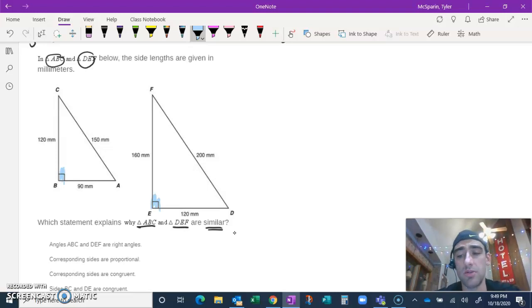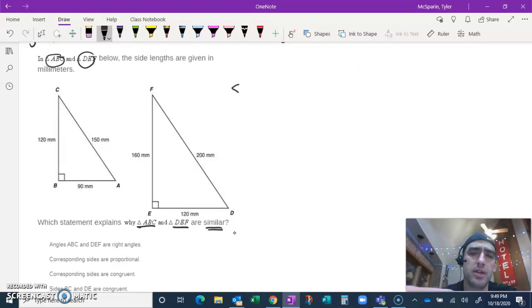That's true. I do know that I have a 90-degree angle in both of them. But I don't know about the other sides being congruent, so I don't think that's what I want to focus on. I think I need to focus on the sides being proportional. So you might be like, McSparron, how do I figure out whether they're proportional?